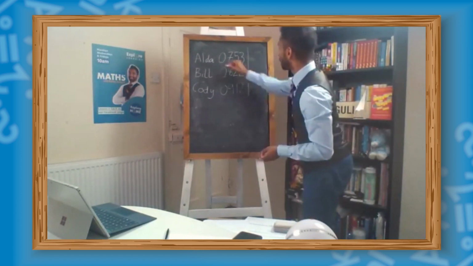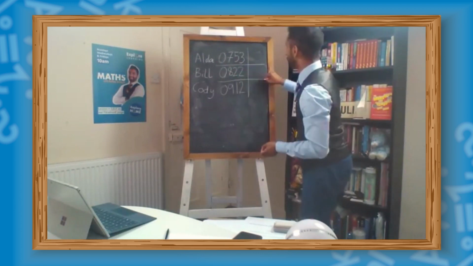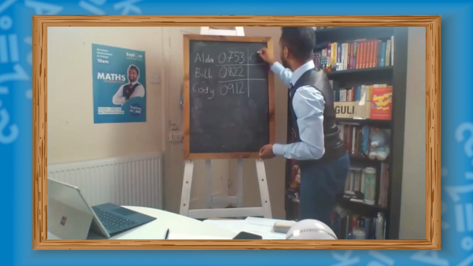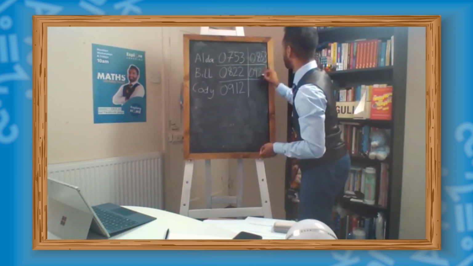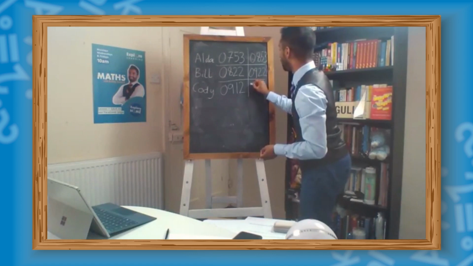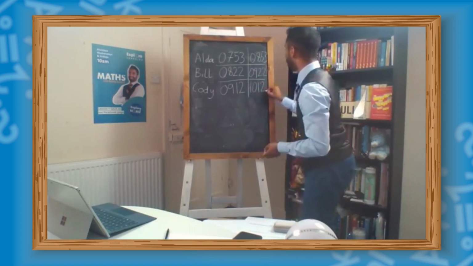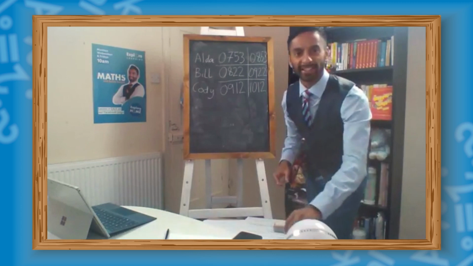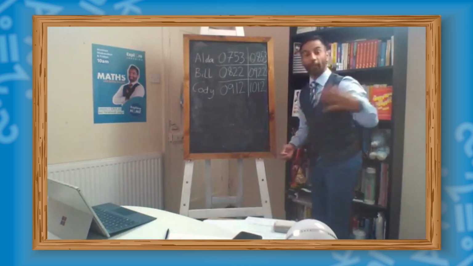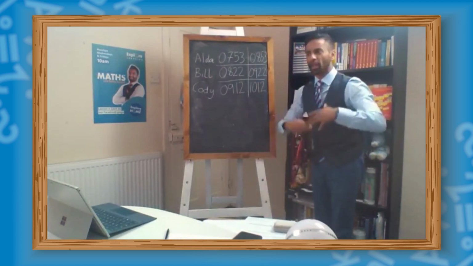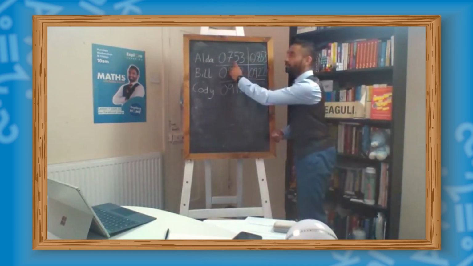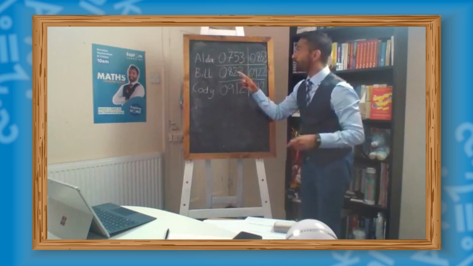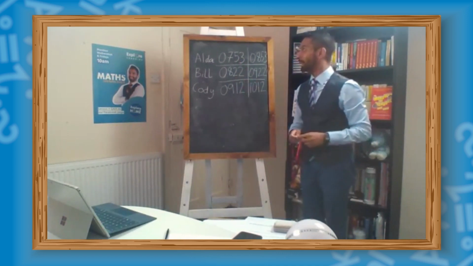I'll pick another one here for you. Let's say it's 8:53, then 9:22, and the last one is 10:12. Let's look at the basics of this. I covered this last time as well in Key Stage 2, but how can it get more complex? So firstly, this bus here at 7:53 starts at Alda and it moves to Bill.